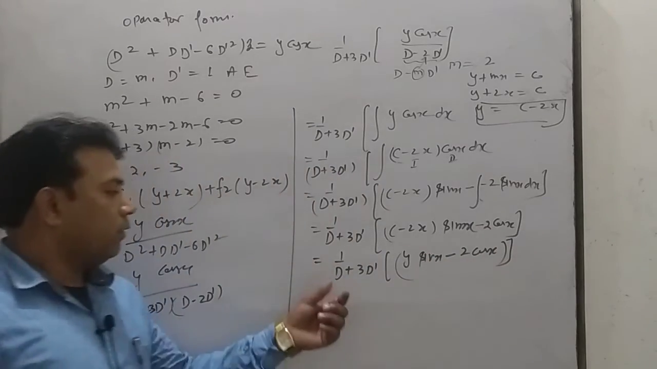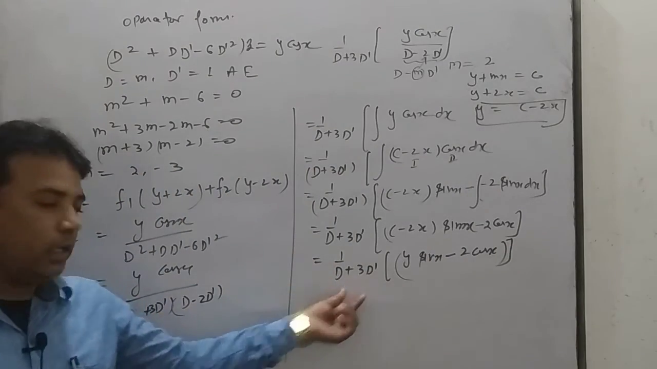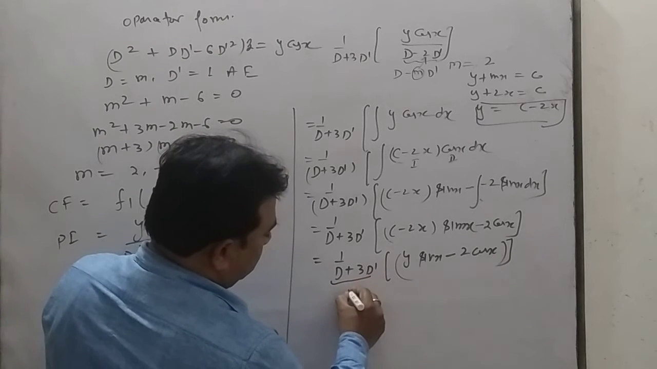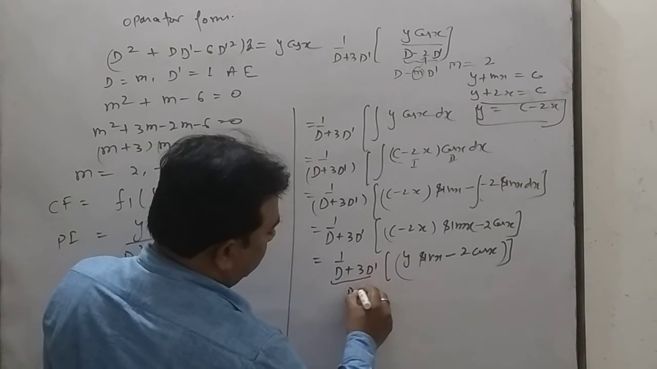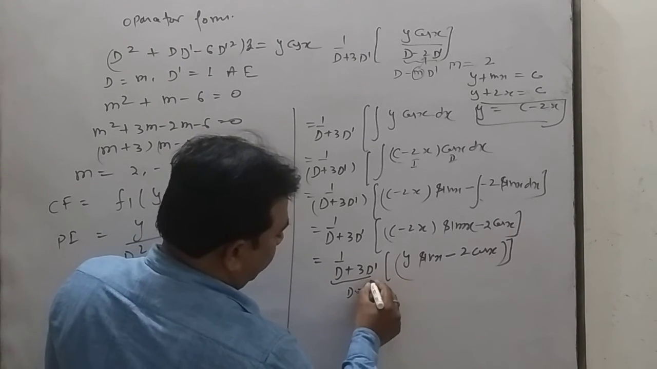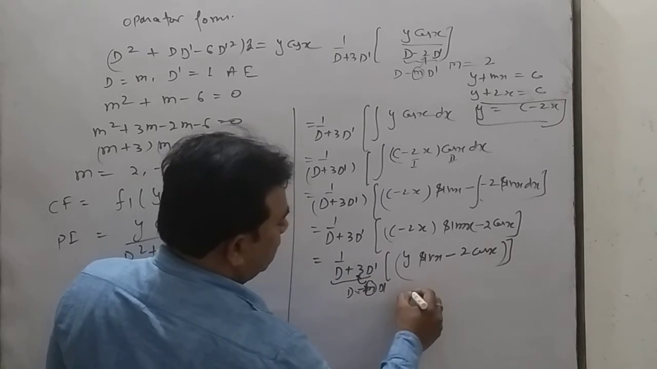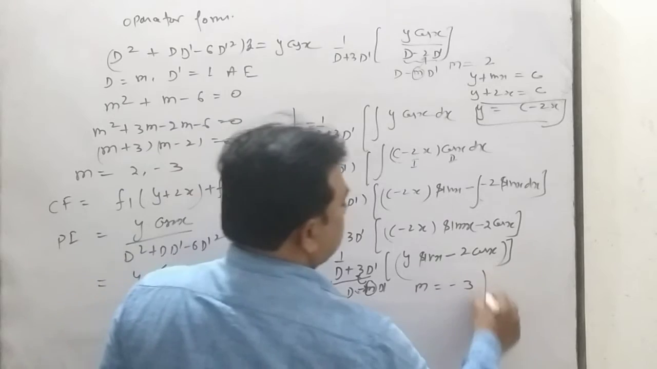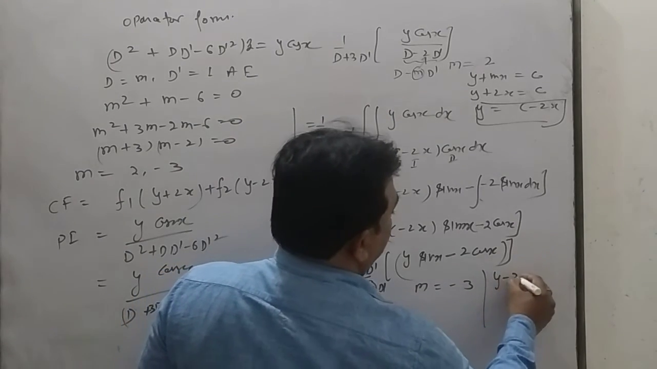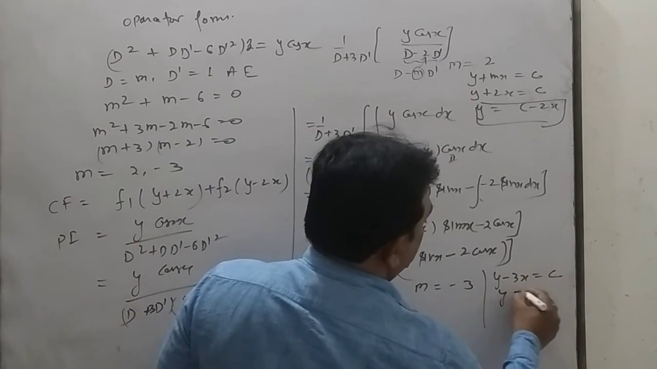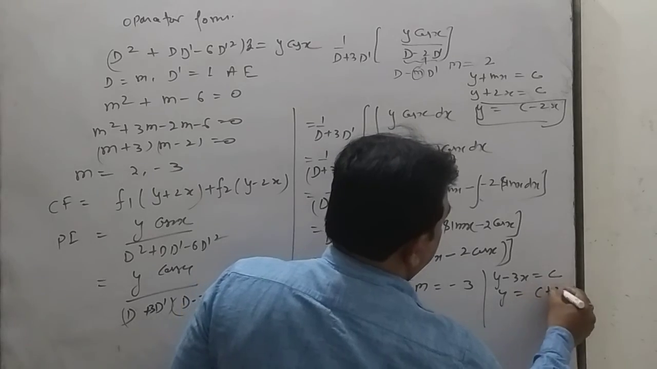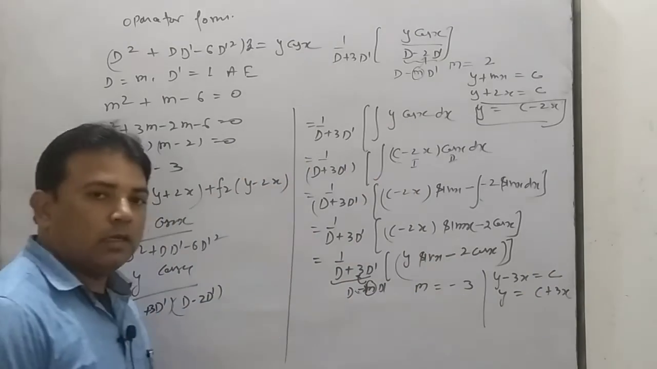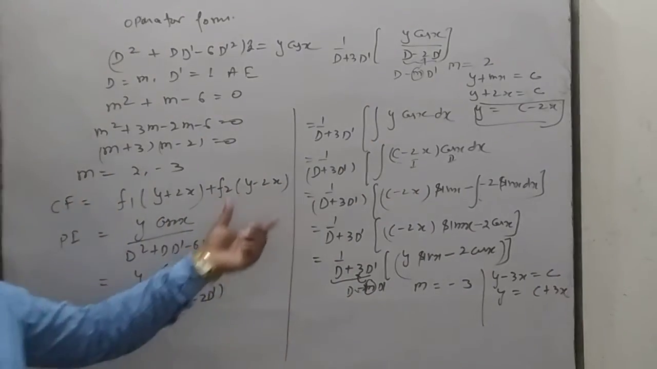Again we find the value in the same form, D plus 3D dash compared with D minus mD dash, so m equal to minus 3. Putting the value, y minus 3x equal to c, or y equal to c plus 3x. Understand it better with this simple question.